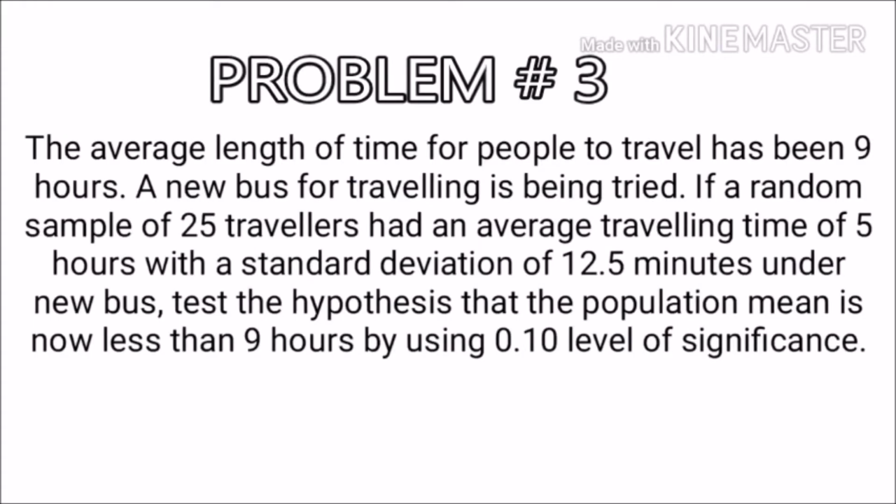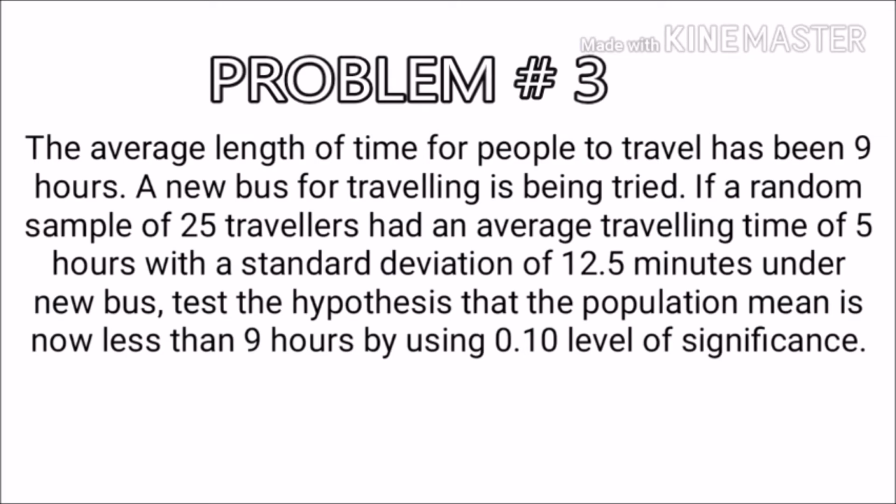The average length of time for people to travel has been 9 hours. A new bus for traveling is being tried. If a random sample of 25 travelers had an average traveling time of 5 hours with a standard deviation of 12.5 minutes under the new bus, test the hypothesis that the population mean is now less than 9 hours by using a 0.10 level of significance.